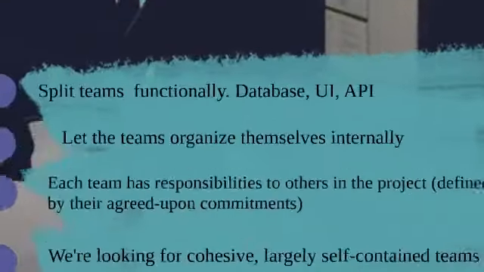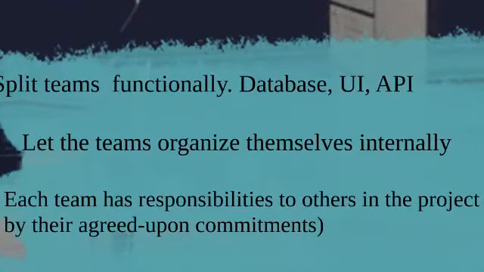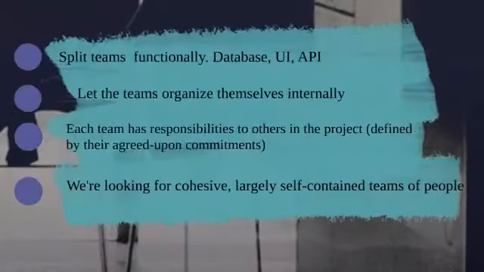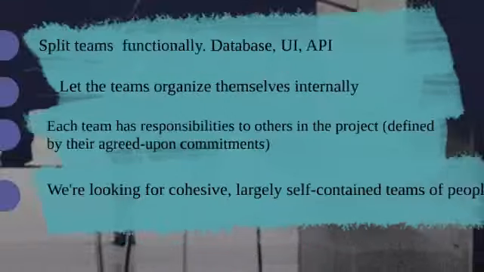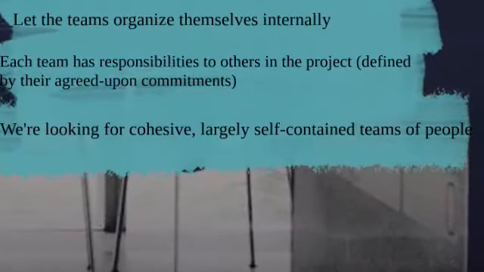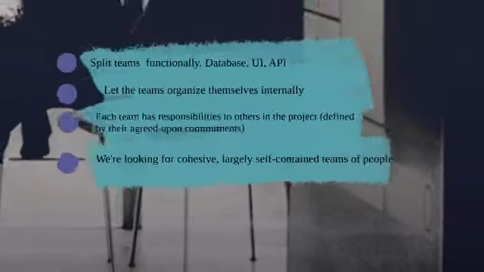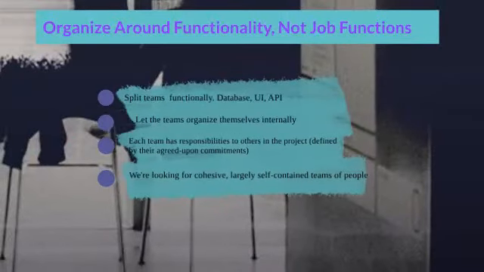Now, let the team organize themselves internally, building on individual strengths as they can. Each team has responsibility to others in the project defined by their agreed upon commitment. The exact set of commitments change with each project, as does the allocation of people into teams. We are looking for cohesive, largely self contained teams of people. Now, organize around functionality, not job functions.